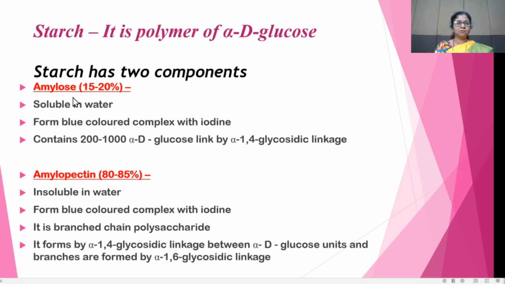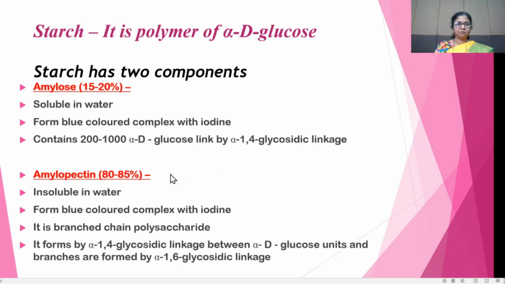Now see amylose, which makes up 15 to 20%. It is soluble in water. It forms a blue colored complex with iodine. It contains 200 to 1000 alpha D glucose molecules, and they are linked to each other by alpha 1,4 glycosidic linkage.